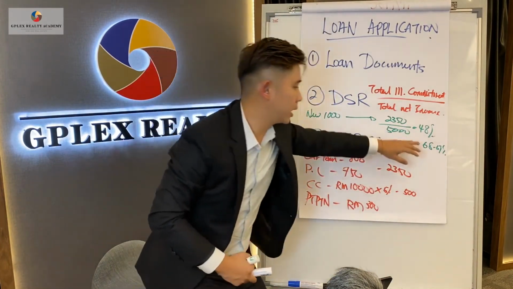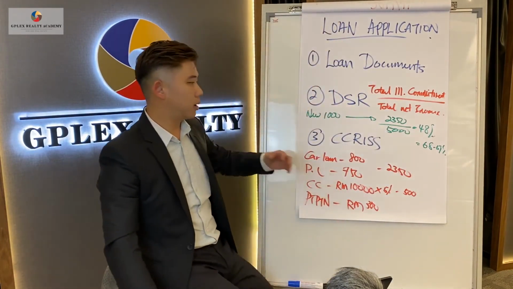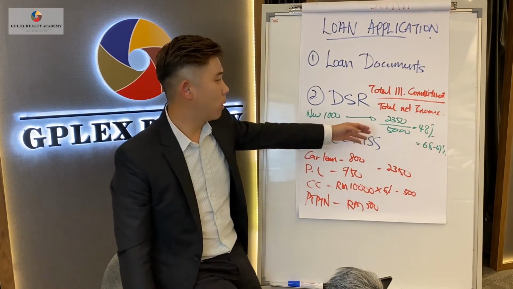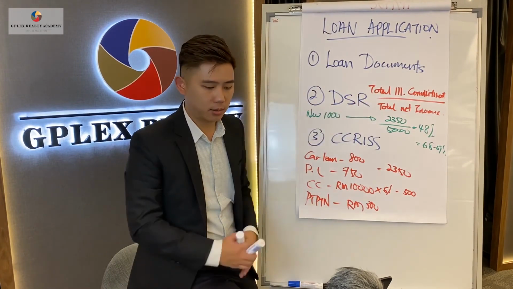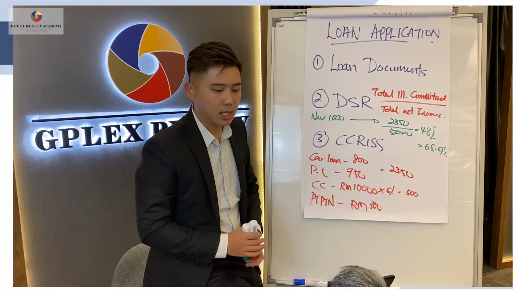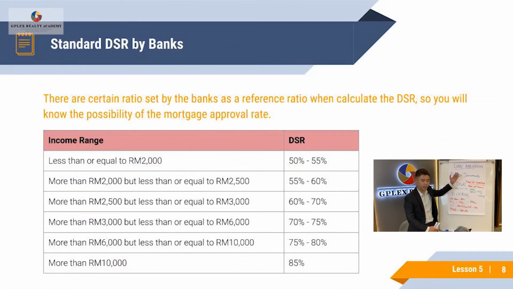Based on here, I will need to see whether or not I'm entitled to the loan by DSR. There will be a chart, and you will see the standard DSR rate by banks. If your income is less than 2,000, the maximum DSR is 50%, which means if your DSR rate is more than 50%, then you are not entitled to get the loan.